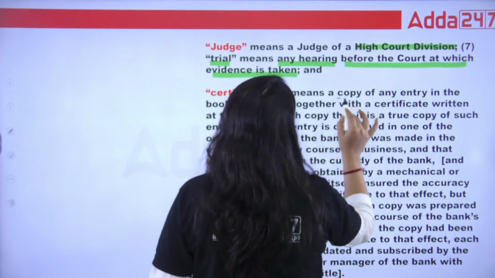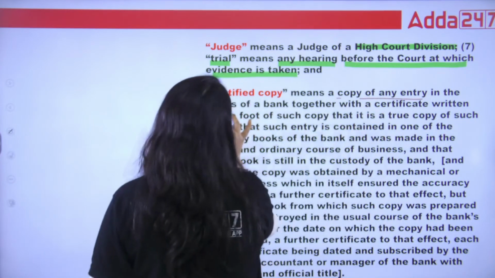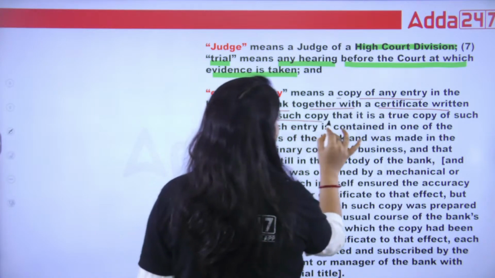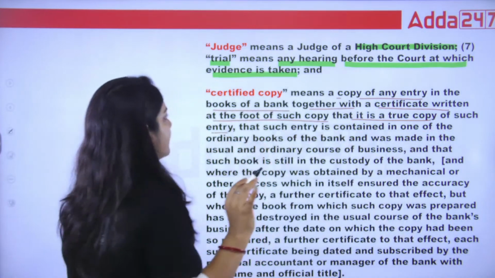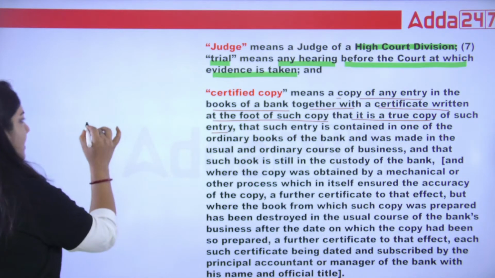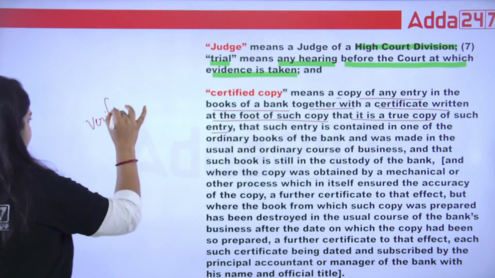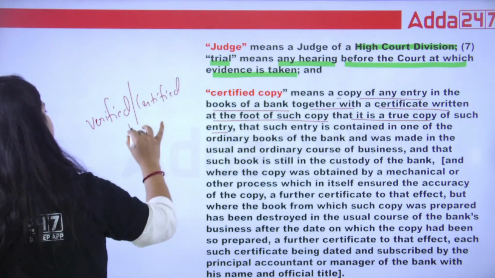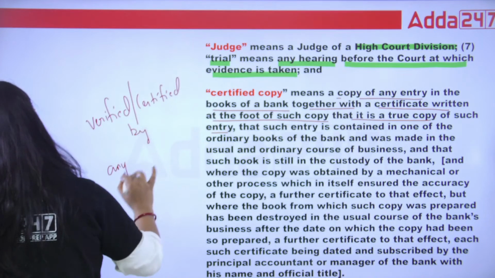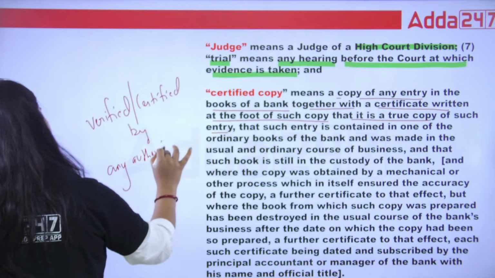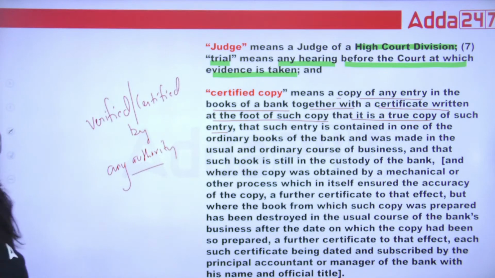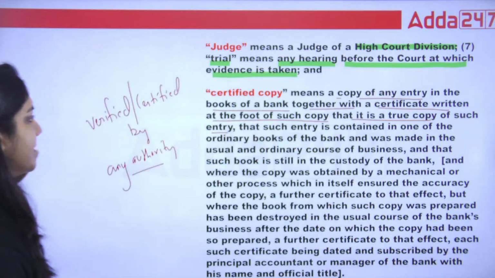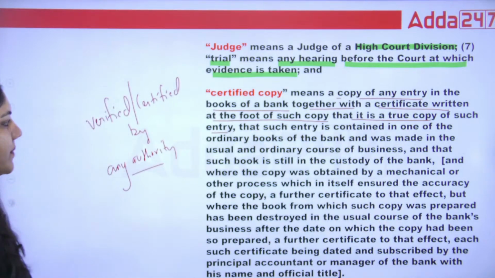So what is certified copy? It means a copy of any entry in the books of the bank together with a certificate written at the foot of such copy that it is a true copy of such entry. So certified copy means the copy which is verified or certified by any authority. It means in the bank, if any authority verifies or certifies this, that is called certified copy. Okay, so this is the meaning of certified copy.